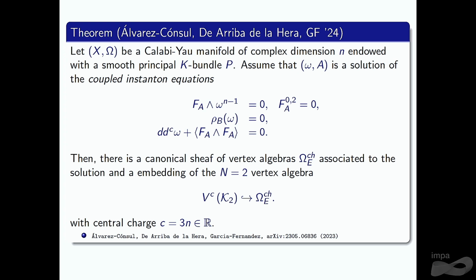So the theorem is that if you have a Calabi-Yau manifold of complex dimension n endowed with a smooth principal bundle, and you assume that you have a solution of the coupled instanton equations, these equations here, then we can construct a canonical sheaf of vertex algebras associated to the solution and an embedding of the n equals 2 vertex algebra into the global sections of this sheaf.